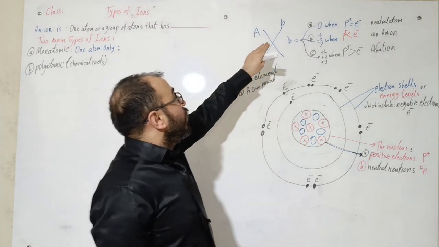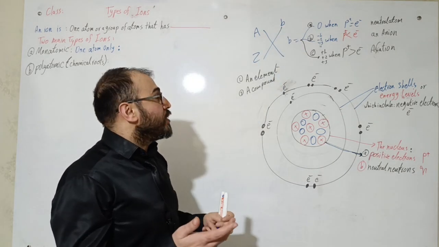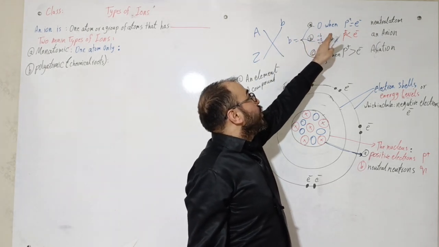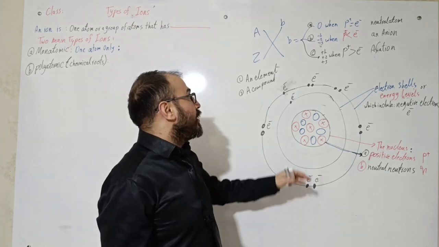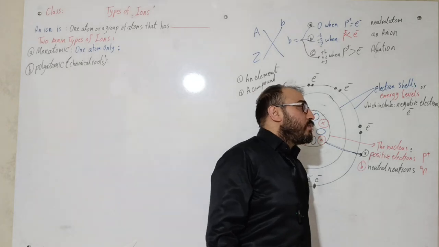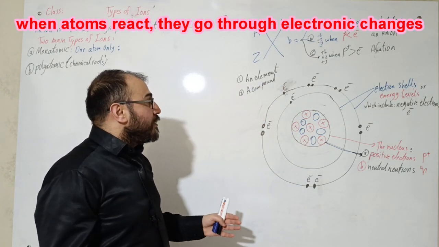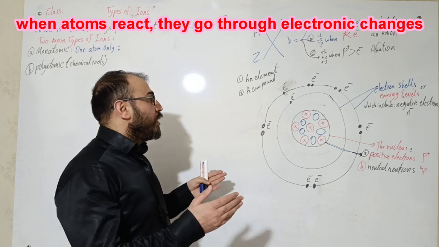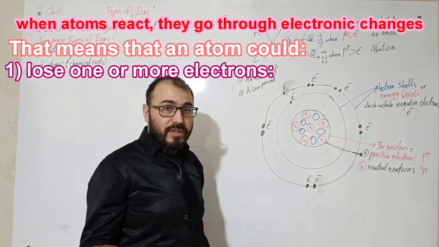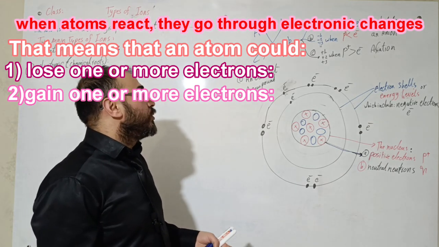My friends, we talked after that about the charge number B, and we said that B has three options. The first one is when B is 0, which refers to the fact that the number of protons is equal to the number of electrons, and the atom is neutral. Then we said that generally in chemical reactions, the atom goes through what we call electronic changes, which means that an atom could lose one or more electrons, or it could gain one or more electrons.